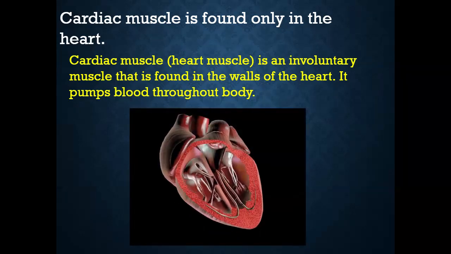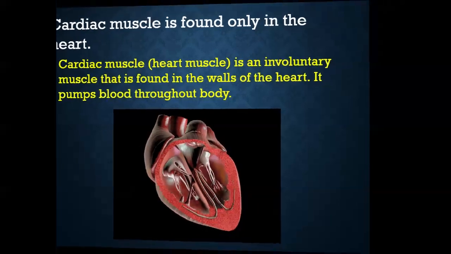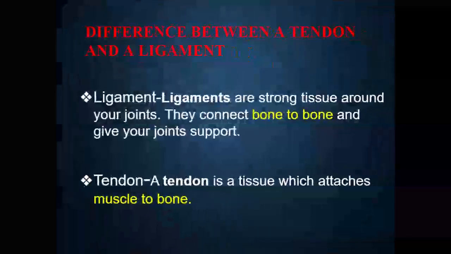Okay. Now, children, there are two terms which I would like to discuss with you, tendon and ligament. What is the difference between tendon and ligament? Children, ligaments are strong tissues around your joints and they connect bone to bone and give your joint support. So you have to remember this, that the ligaments are the strong tissues around your joints and they connect bone to bone and give your joints support.